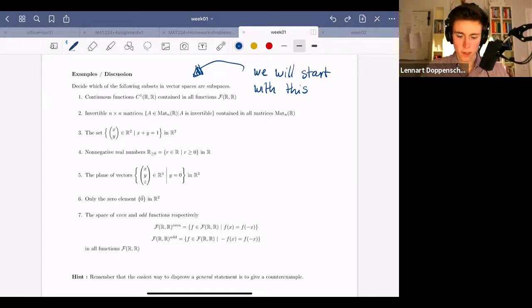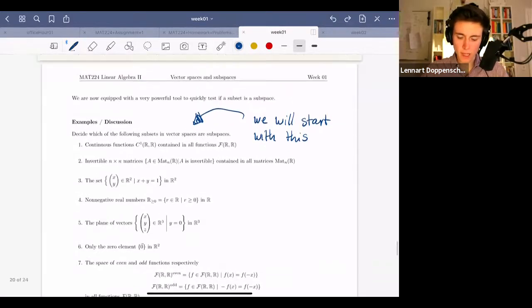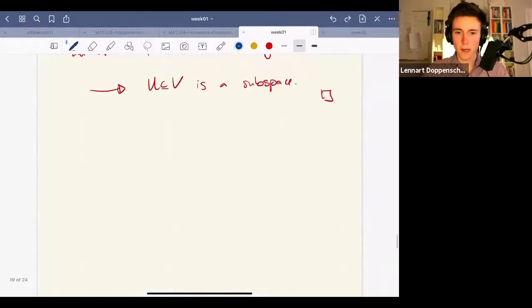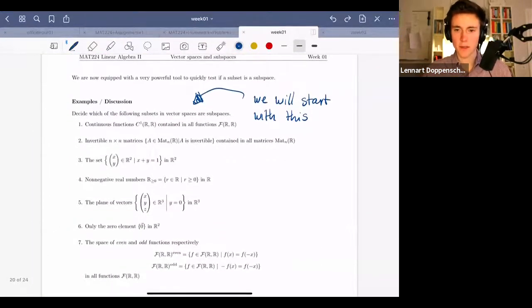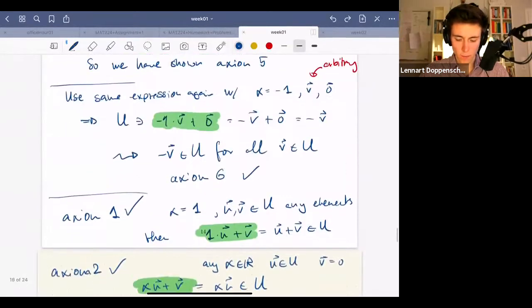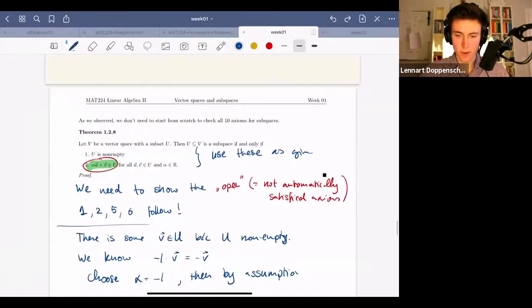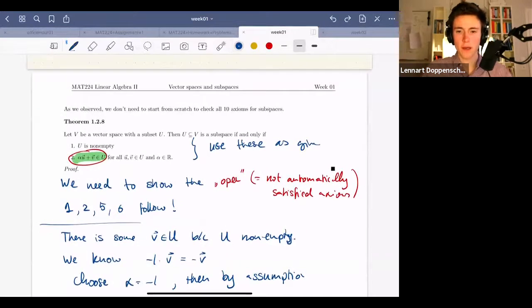But now the recording is live, and so let me remind you what we did last week, and then there's a few things left in week 1 that I want to finish, and then we'll move over to week 2. Last time we ended with this theorem, and this theorem helps us to determine whether a subset of a vector space is actually a subspace.